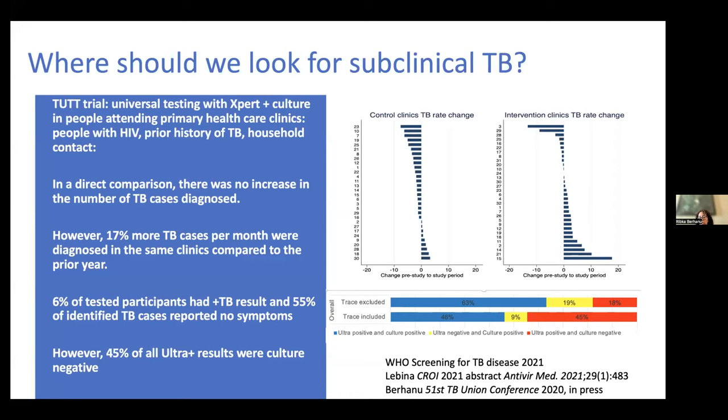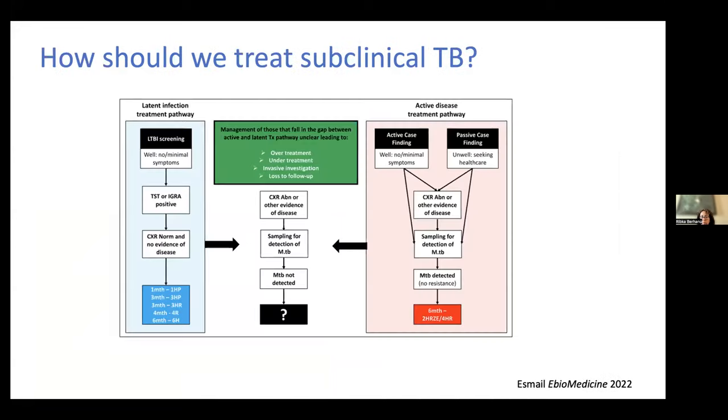The vast majority of them occurred in people who reported no symptoms of TB. And so we could begin looking for subclinical TB in our clinics by routinely testing high-risk groups. And I believe that this is being implemented as a pilot strategy in many districts across the country, specifically in people with HIV, where there will be some form of either annual or periodic testing for TB using Xpert, irrespective of the presence of symptoms.